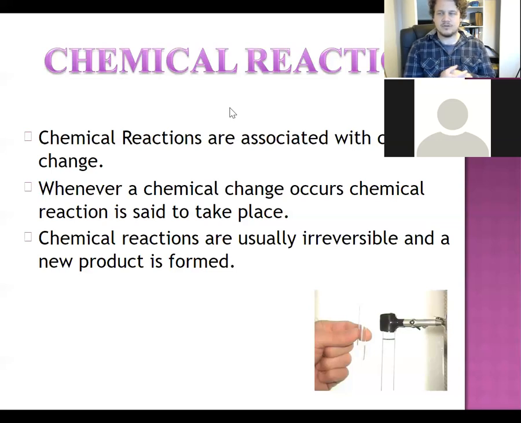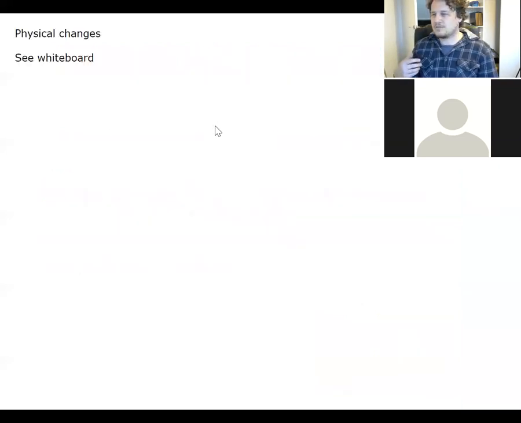So, if we were to dot point it, chemical reaction equals a chemical change that's irreversible and something new is created. We also have physical changes. Physical changes are different from chemical changes.